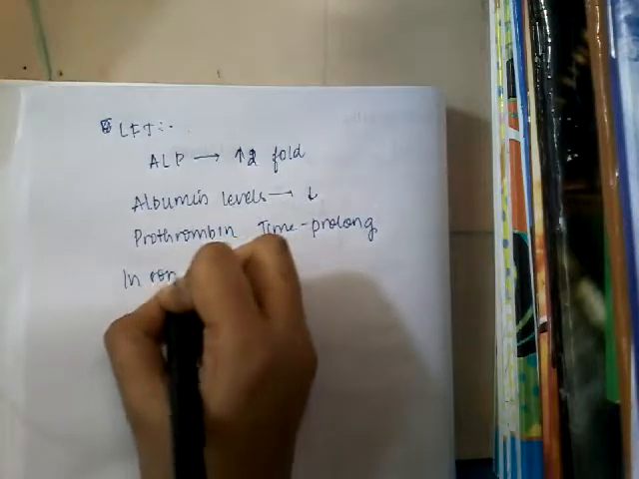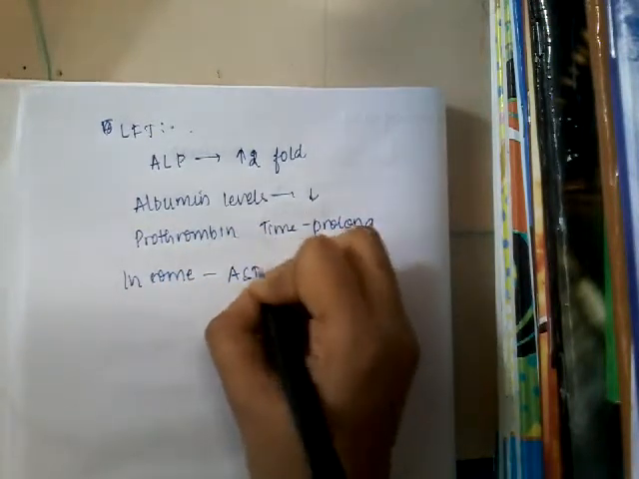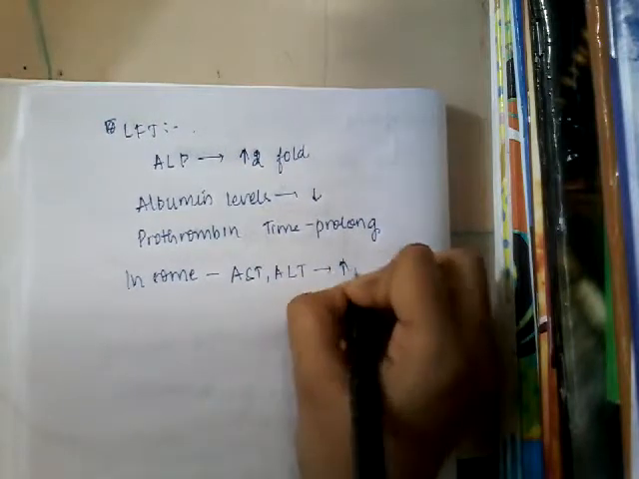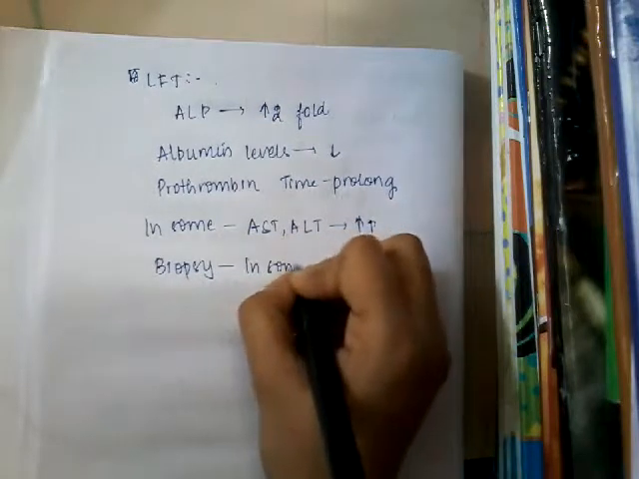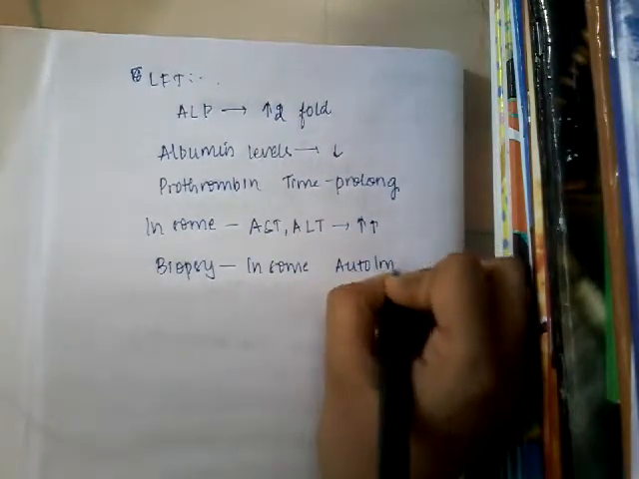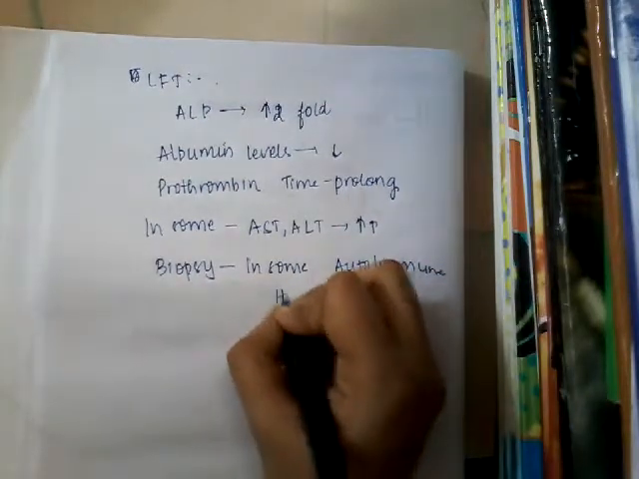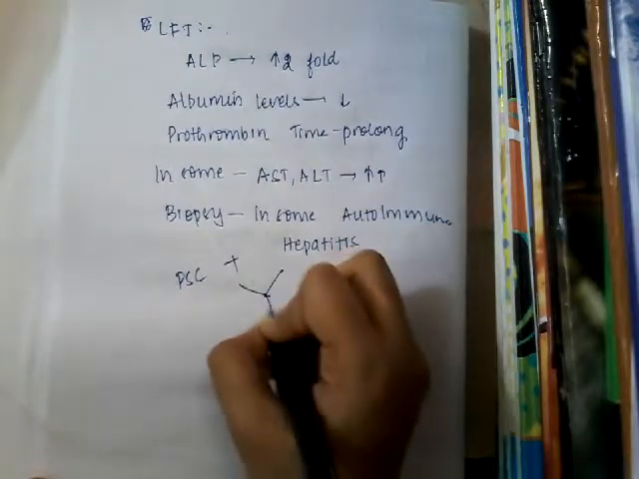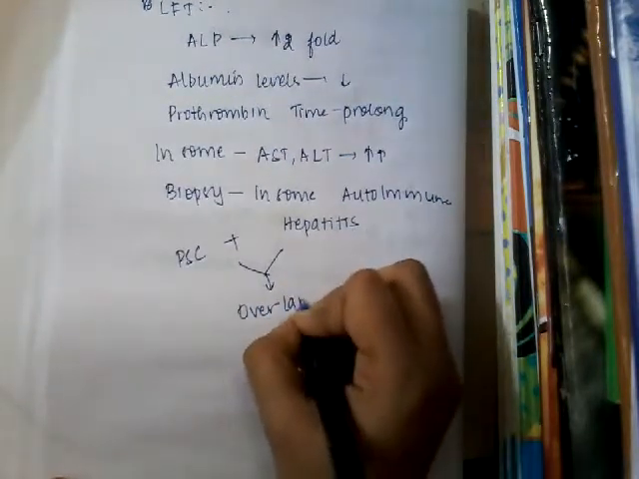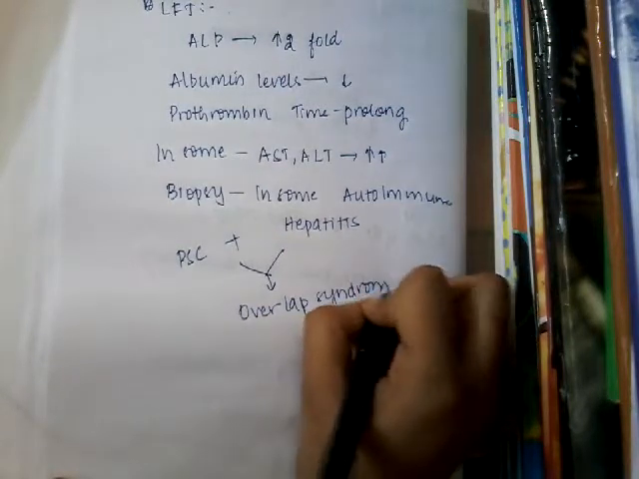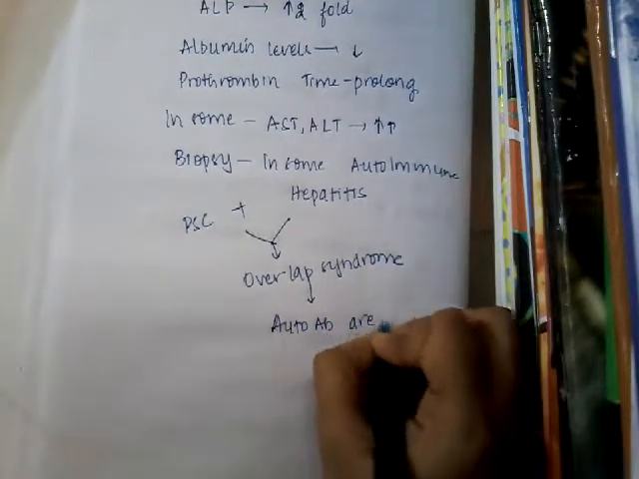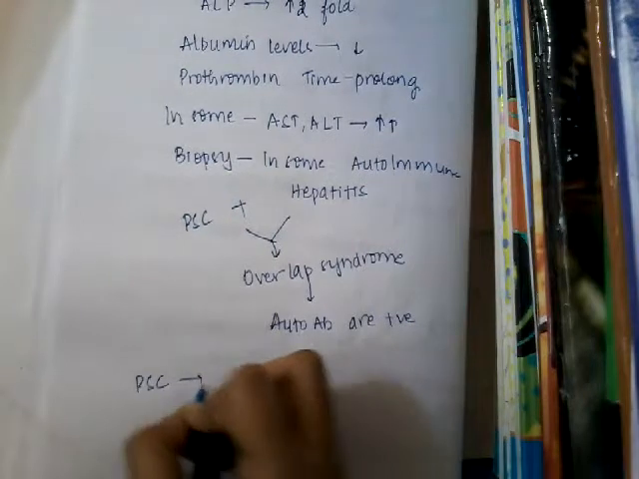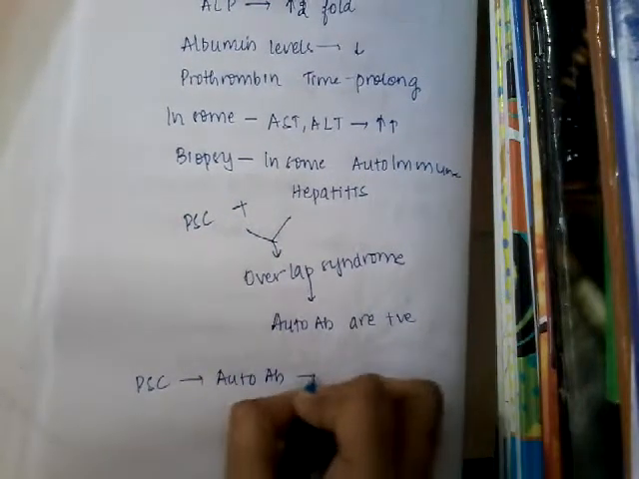In some, even aminotransferases, that is AST and ALT, will also increase, and on biopsy, in some they will have the features of autoimmune hepatitis. So primary sclerosing cholangitis plus autoimmune hepatitis form an overlap syndrome. In this overlap syndrome, autoantibodies are positive, but in PSC alone autoantibodies are typically negative.